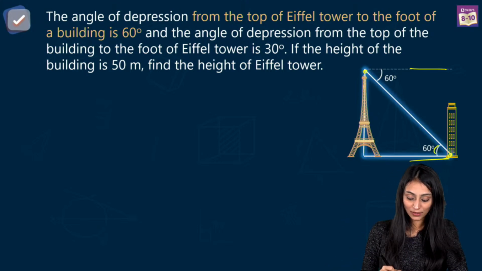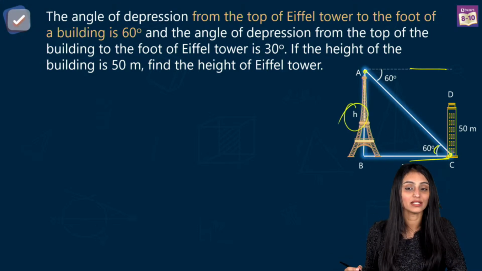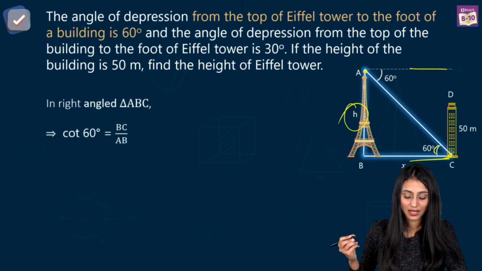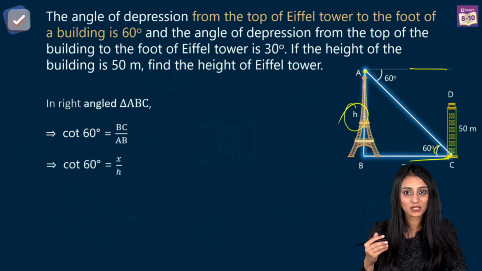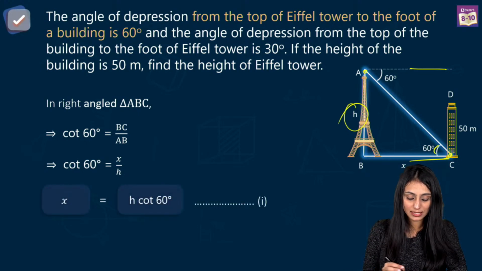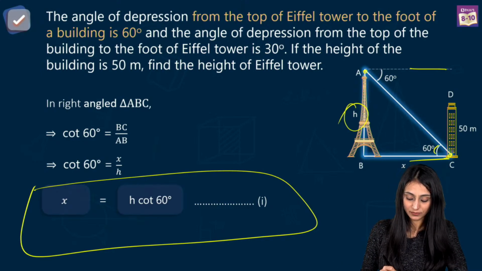Okay, so the height of the building is given, that's 50 meters, and let's label all this. Let's assume that the height of the Eiffel Tower is h meters. So in this right angle triangle ABC, I can use cot, or we can use tan also. Cot 60 degrees is BC by AB. So cot 60 degrees would be x by h. I'm just substituting their values. So x equals h cot 60 degrees. Let's mark this as equation number 1.